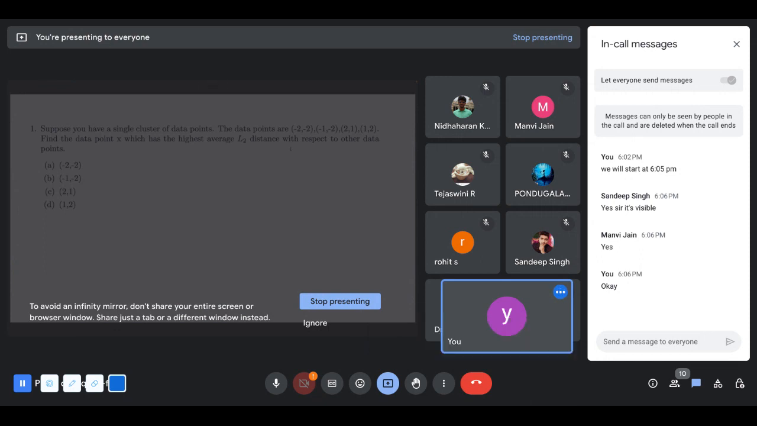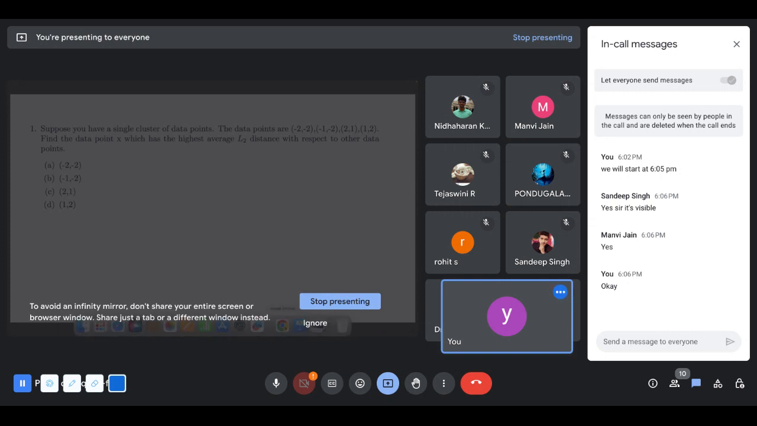So this functionality is very much required for k-means. I mean, you don't need the highest average distance, you probably need the minimum distance. This is very simple, right? The answer is minus 2 comma 2.